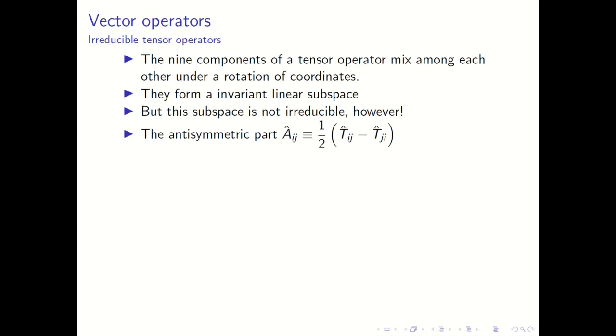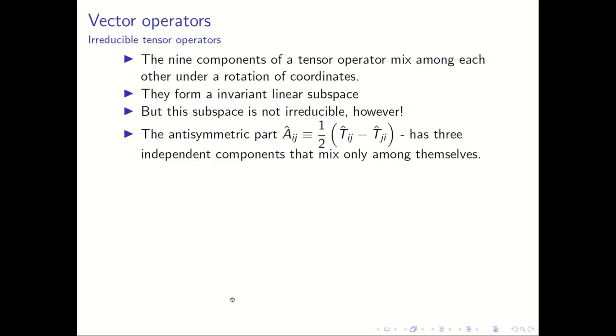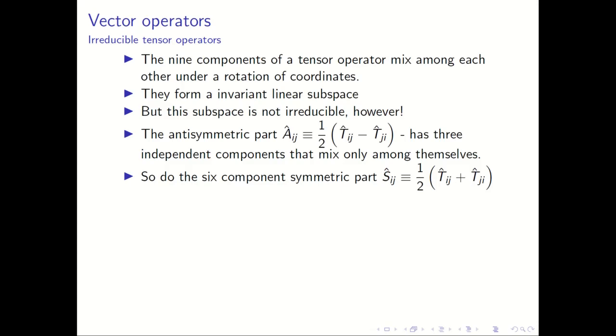Well, not only the antisymmetric part, even the symmetric part, which has 6 components, the other 6 formed by half Tij plus Tji. So S12, S13, S23 are there as before, and S21 etc. don't have to be counted again because they are the same as S12 and so on. We also have S11, S22 and S33 here, the diagonal terms. So these 6 components only mix among themselves when you rotate.